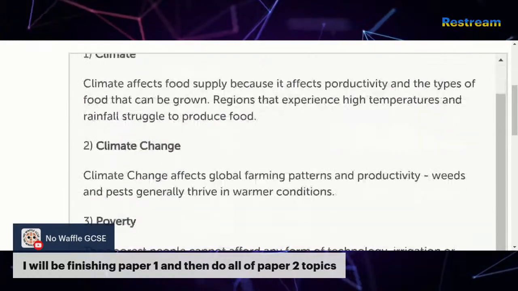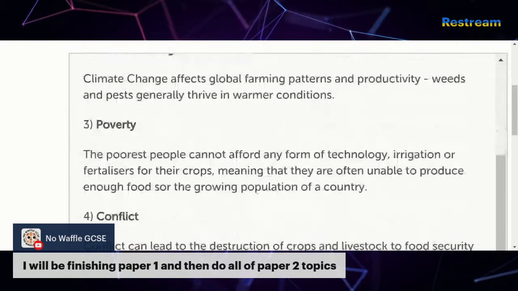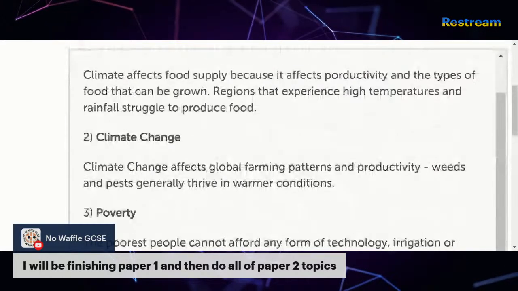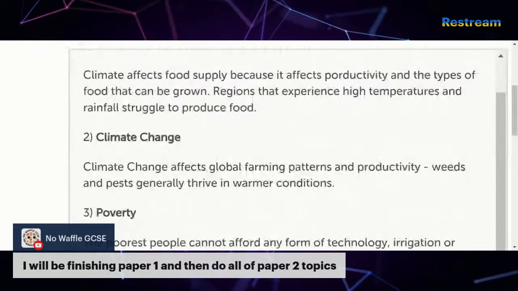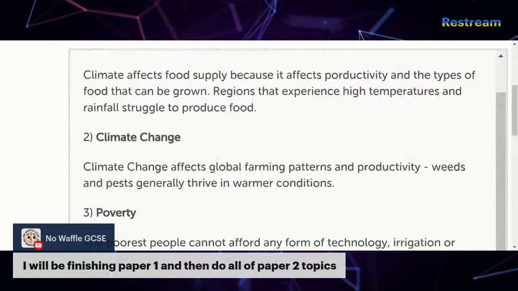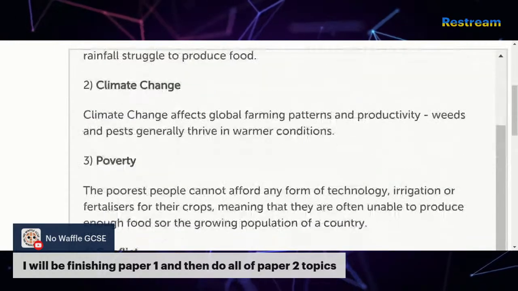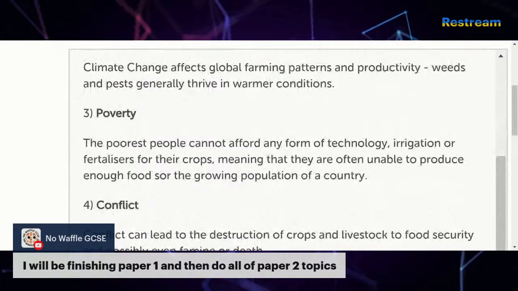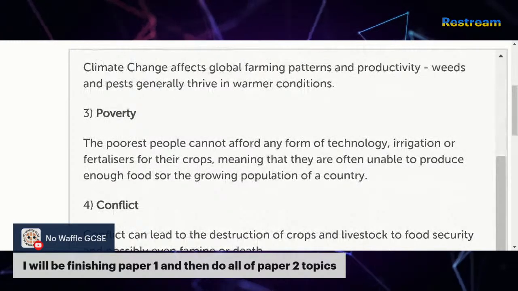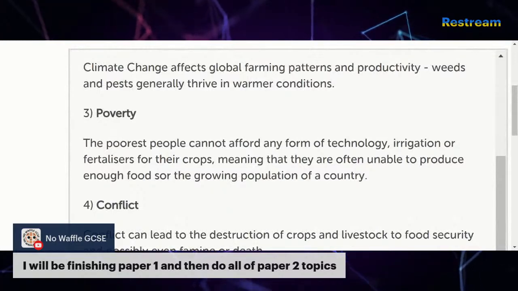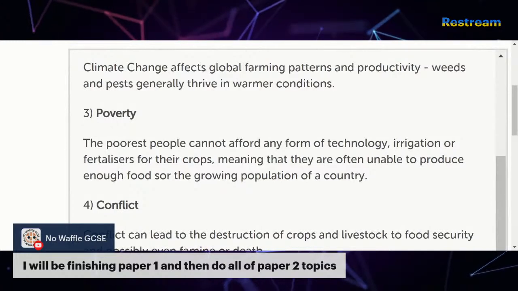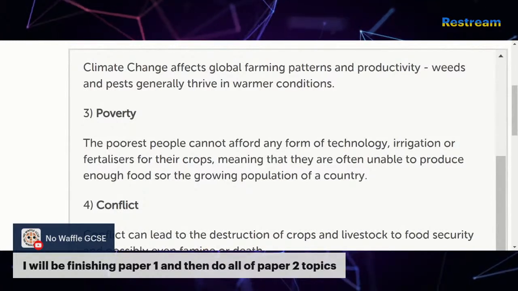We also have water stress, which I guess is a part of climate change. Areas with low rainfall or little water for irrigation struggle to grow enough food. We see poverty. Poverty is a human factor, and people living in poverty often don't have their own land to grow food. It can also affect people's ability to farm effectively. They can't afford technology, irrigation, or fertilizers, so they're often unable to produce enough food.